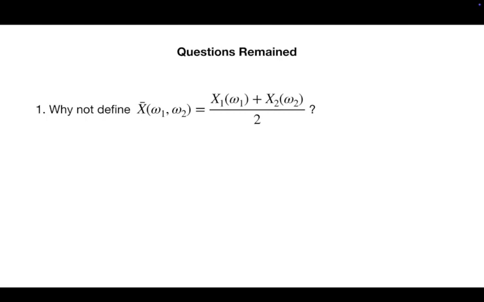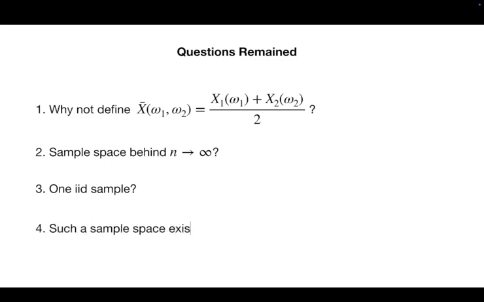In the end, I'd like to challenge you to think about the following questions. First, why not just let X1 and X2 have different domains? Say, X1 is on omega 1 and X2 is on omega 2. Second, what if n tends to infinity, just like what we did in the law of large numbers? Thirdly, for an IID sample, what are we further assuming? And in the end, does such a sample space really exist or not? This should be answered in your second probability course, and I hope you enjoy it.